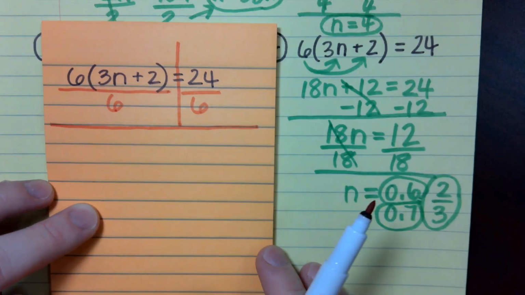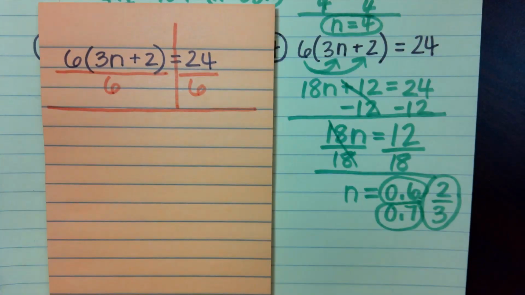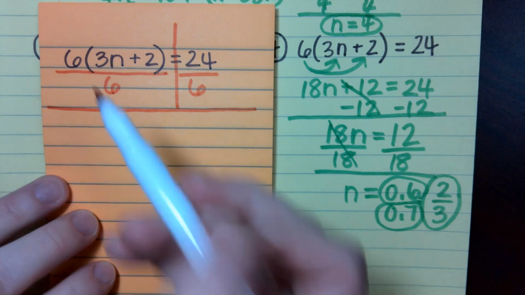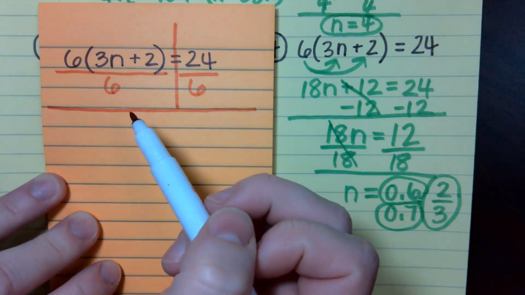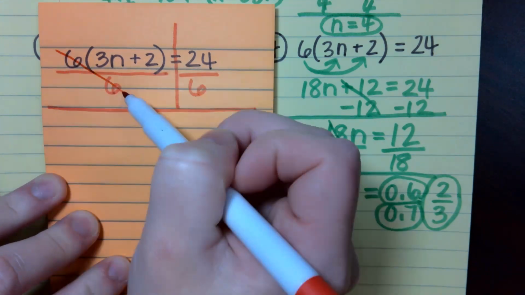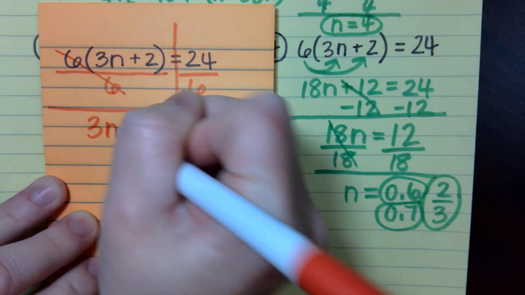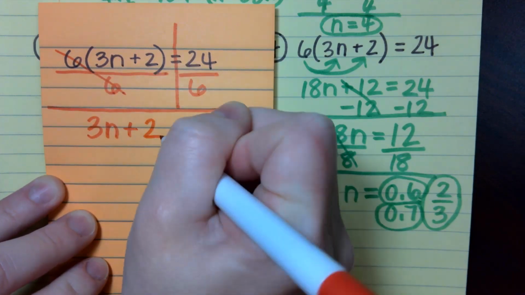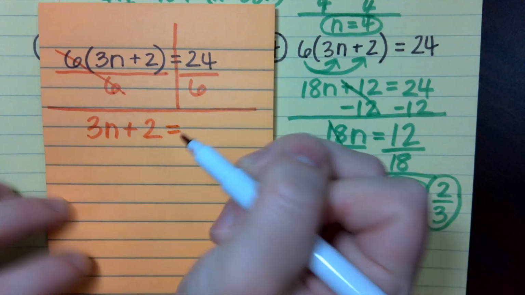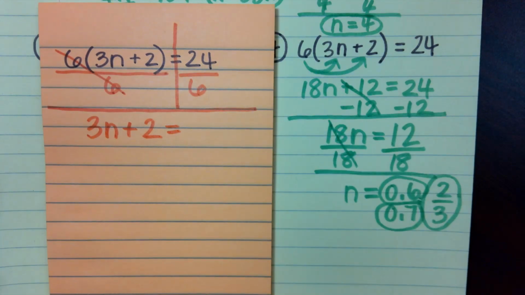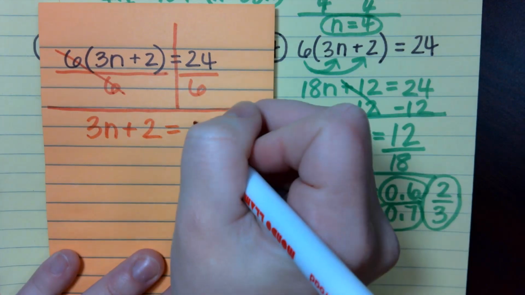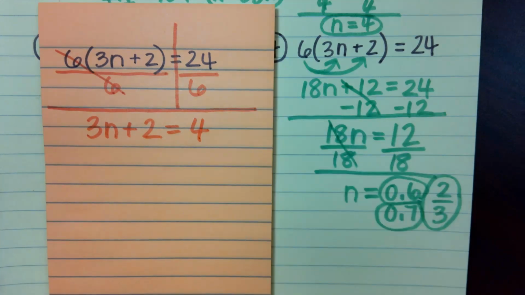I got confused. That's all right. Okay, so what happens with our 6s? They cancel out. So I'm left with 3 times n plus 2 is equal to, what's 24 divided by 6? 4. Good deal.